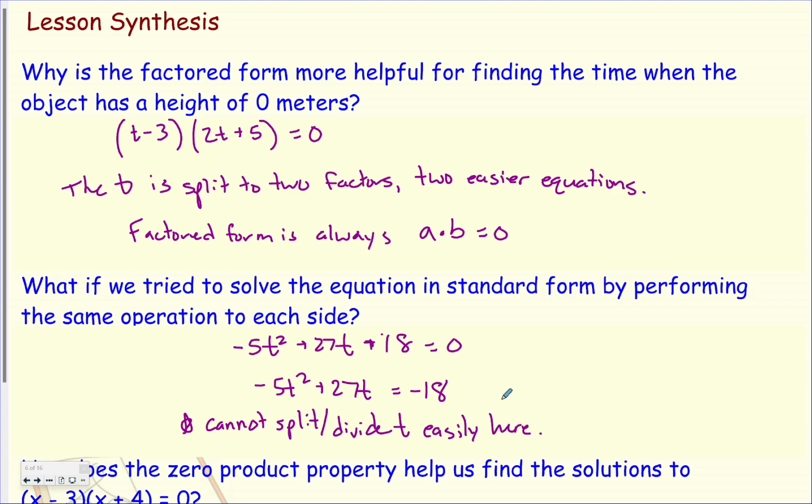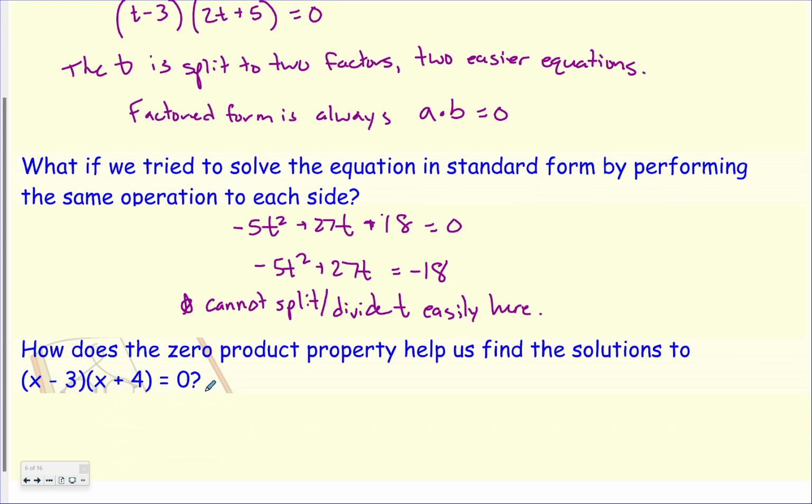There are methods for pulling this off and solving it from here, but they're quite complex. And that's something we're going to take a look at later, because there are some equations that cannot be written in factor form. But if we do have factor form, we should use it. The problem is 5 and 27 also don't share any factors, so I can't really divide anything to simplify this. That's one of the problems we have with this.